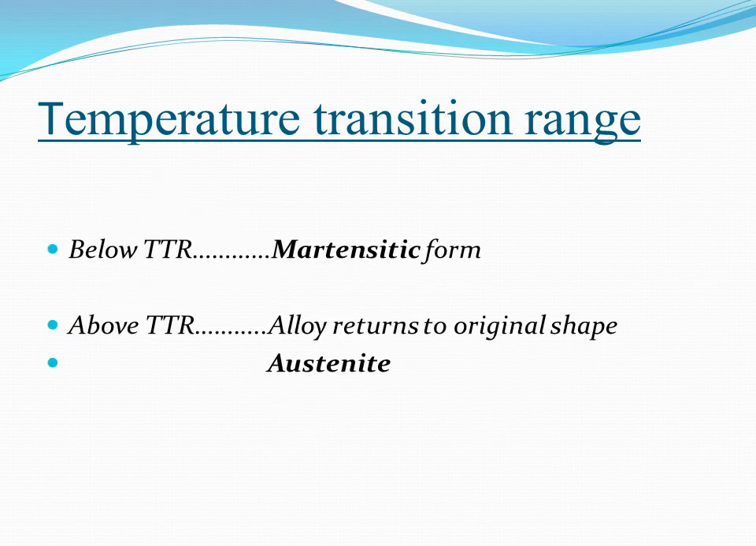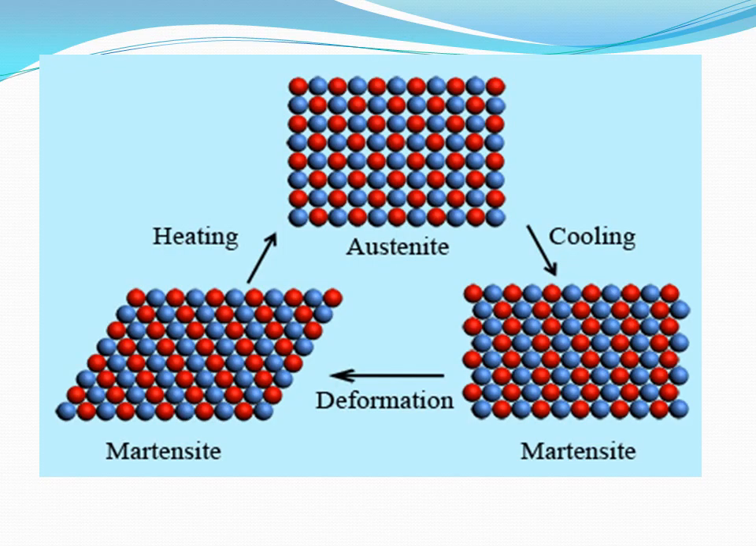So it is seen that below the TTR, NiTi possesses the martensitic form, and above the TTR, it returns to its original shape. That is why martensitic is known as the low temperature form, and austenite is known as the high temperature form. So if we take austenite at room temperature, when it is cooled, it converts into martensite, and martensite, when it is heated, converts into austenite. As I mentioned, they're interchangeable, and the whole temperature range at which this takes place is called the transition temperature range.